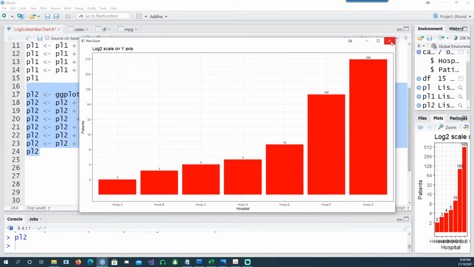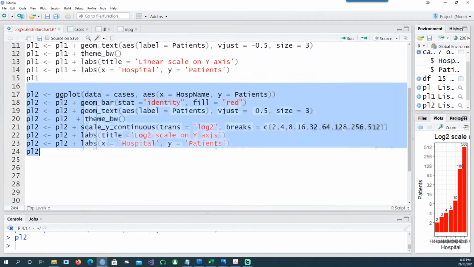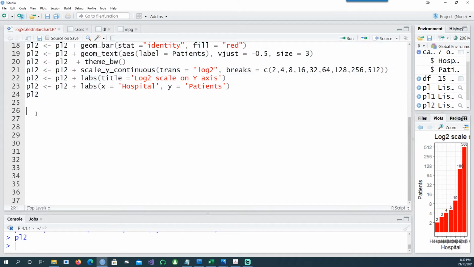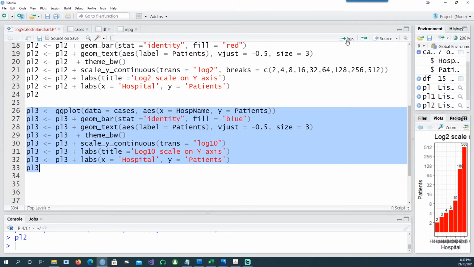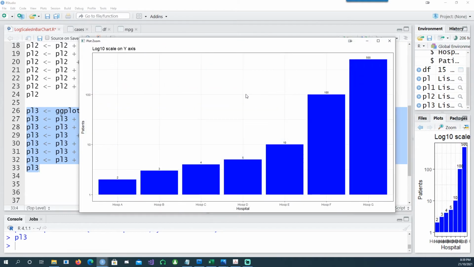And there is another way of doing it. We can use another log scale. Instead of log2, we can use log10. So I've used transformation equals log10, and notice that I didn't give any breaks at all. I've just given log10 there. If I run this command, you get a third chart.